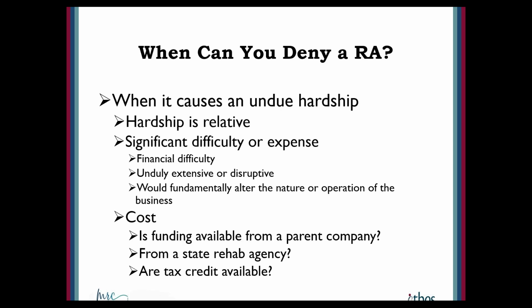So let's talk about when you can deny a reasonable accommodation. The biggest category is when it causes an undue hardship, but keep in mind that hardship is relative, right? So I always use the example of, if Bank of America, Boeing, Amazon, a large employer like that, has to spend $10,000 to install a mobility chair in a hallway, or something like that, a staircase, it's not a hardship on them. It could be on a smaller client, right?